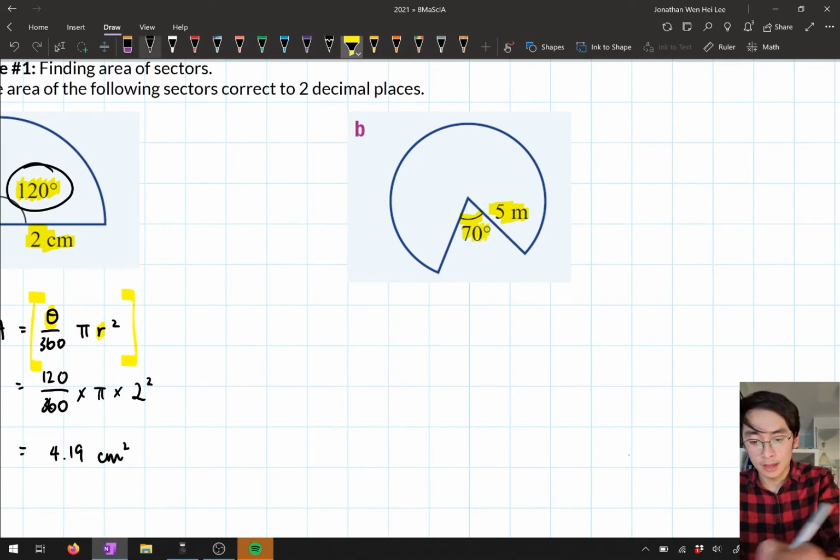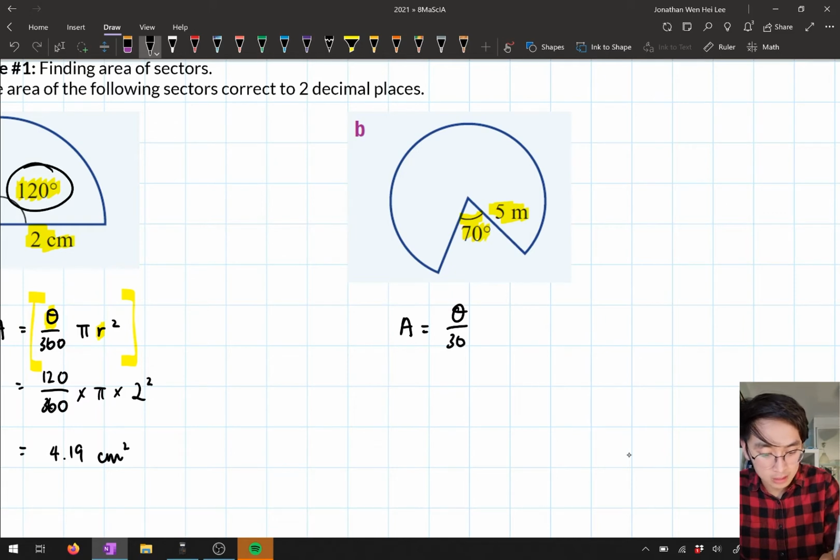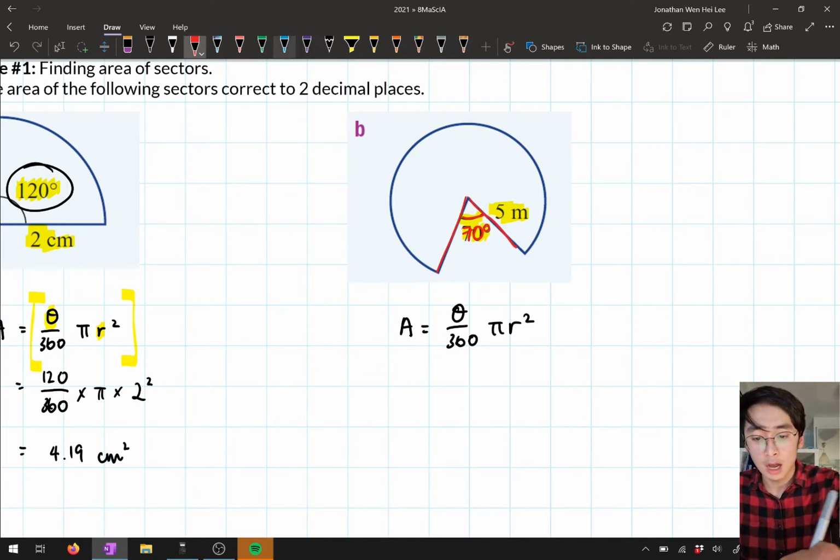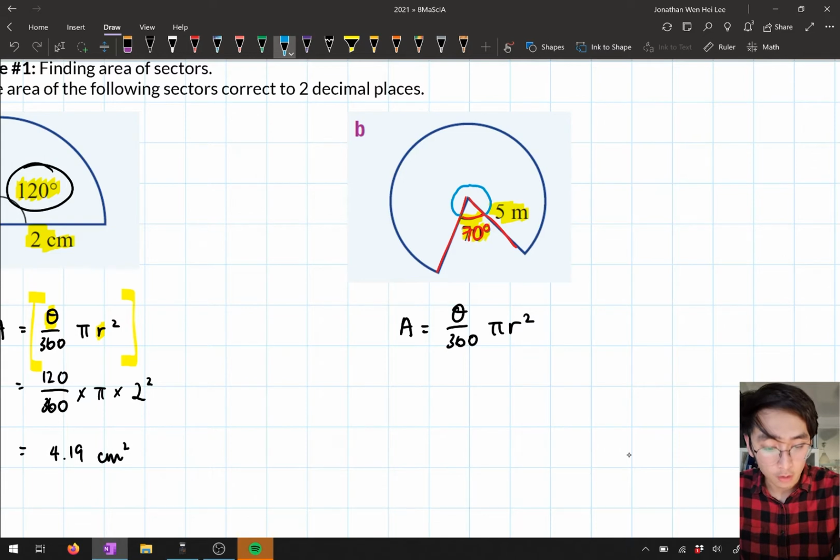Now, when we're trying to find the area of a sector, let's write our formula. A is equal to theta over 360 pi r squared. Now, theta, I said, was the angle inside our sector. But if you have a look at this angle over here, this 70 degrees, it's on the outside of my sector. It's not actually inside. What I want to actually find is this angle over here.